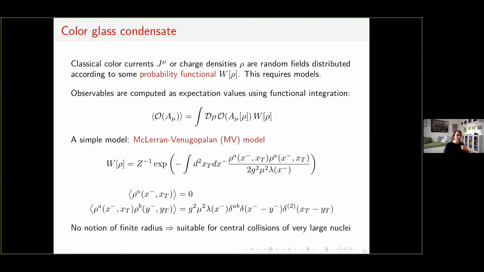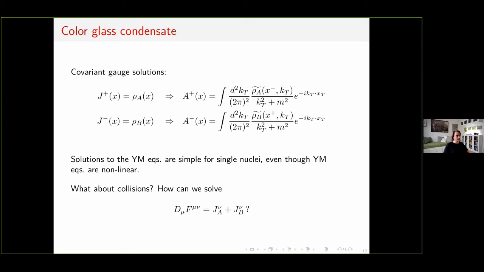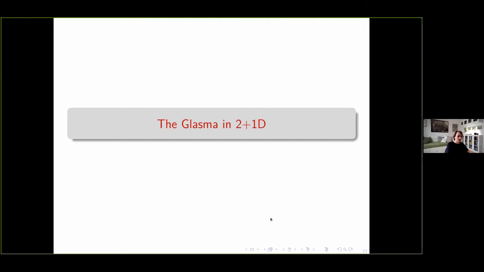talk. Okay, so just to summarize this, we saw we can get these covariant gauge solutions by just solving the 2D Poisson equation. We can get these charge densities that enter here maybe from the McLerran-Venugopalan model. And now we're interested in collisions. So that means we actually want to solve the coupled equations, so both currents enter the YM equations. And we saw that it was pretty easy for just the single nucleus given an appropriate gauge choice. But for collisions, it's actually much more complicated. So this brings me to the first part, the Glasma in 2+1D.